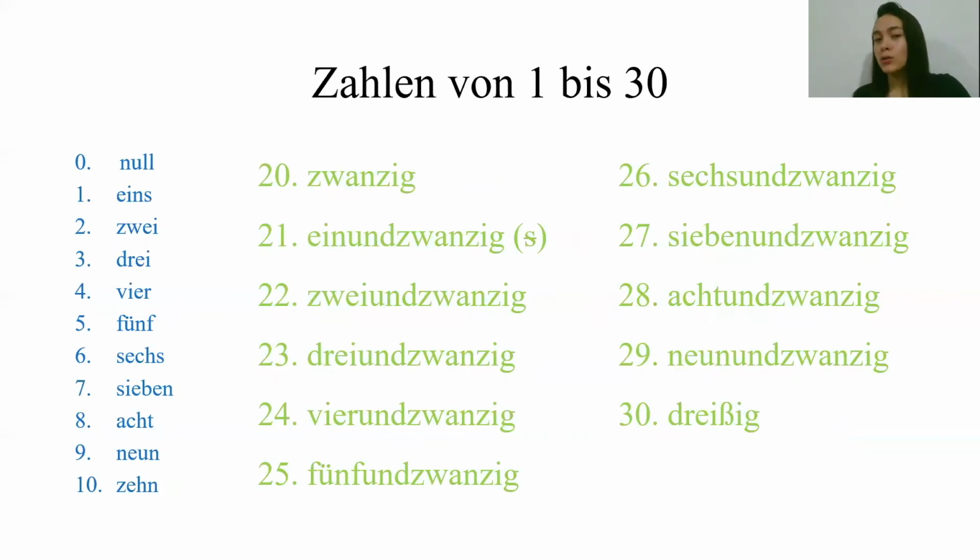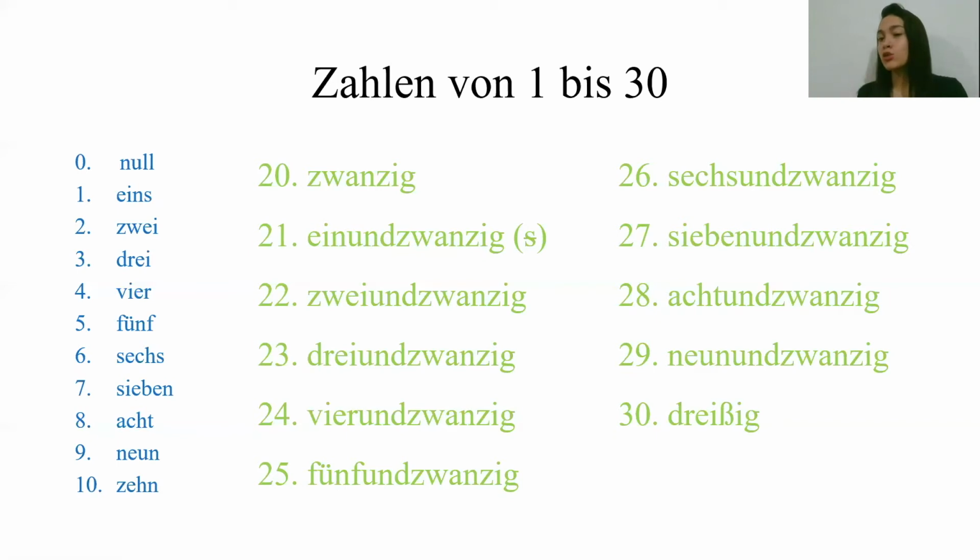On the left side, you can see the numbers from 0 to 10. Those are the numbers that you are going to need. We know the number 20 that you see there. When you look at the next number, 21, what you will notice is that they took the one, put the und between, and added the 20. So it's 1 and 20. 21.